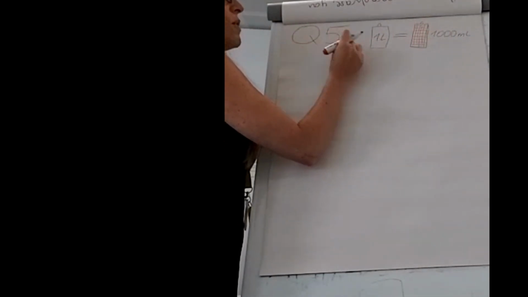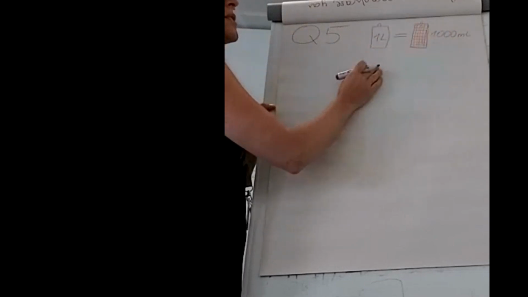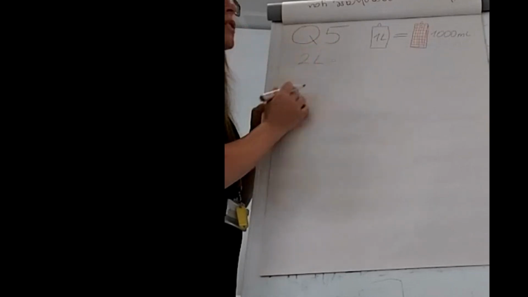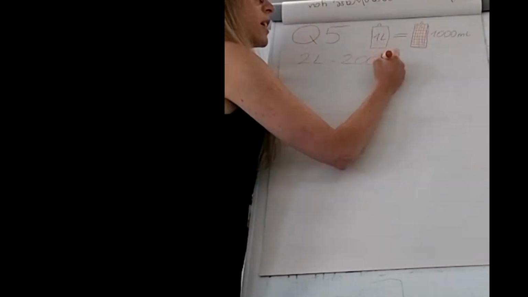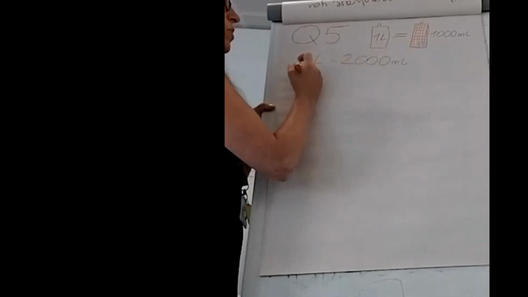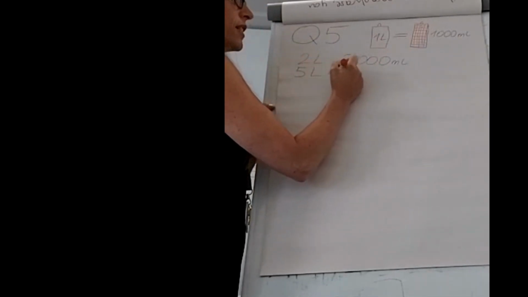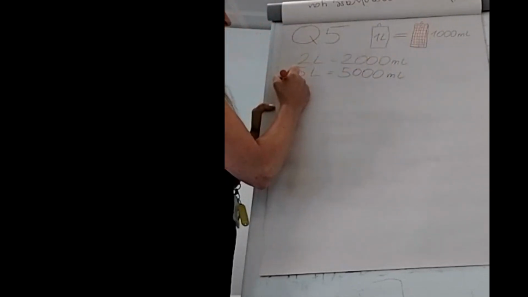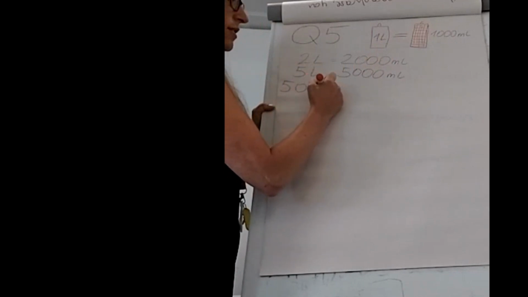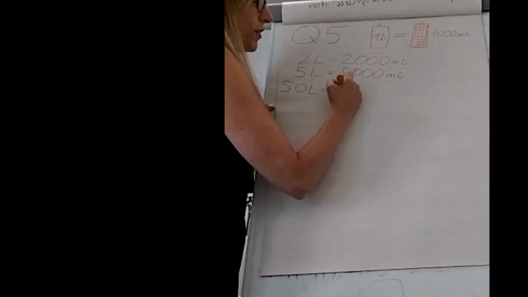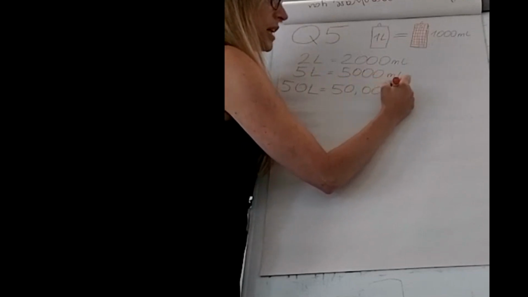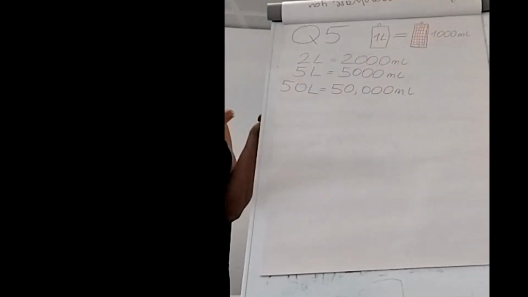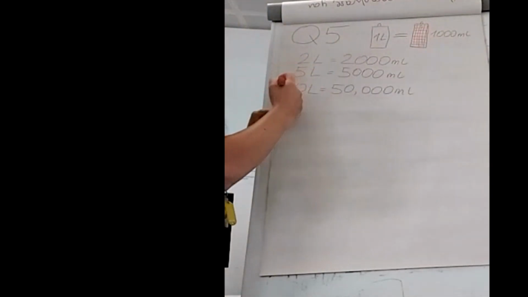If 1 liter is 1,000 milliliter, what about if we double it? What about 2 liters then? 2,000. Very good. Milliliter. So what about 5 liters? 5,000 milliliters. Very good. What about 50 liters? 50,000 milliliters. So you see, it is always times 1,000. We can also turn it the other way around.